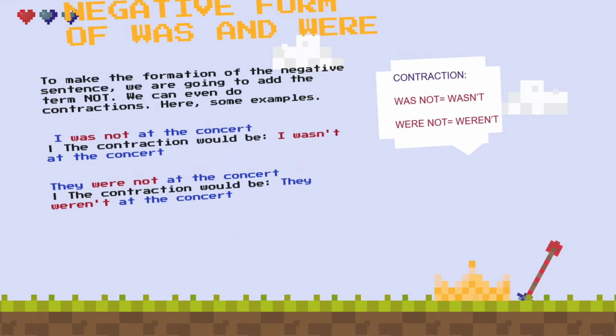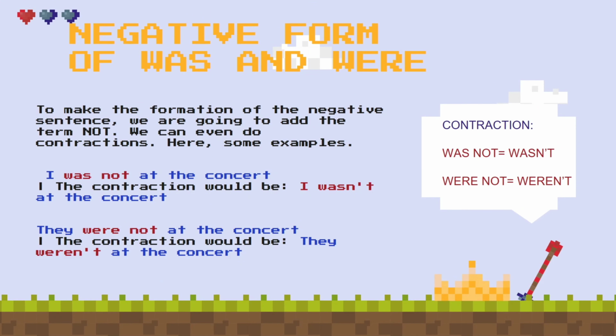Next. Negative form of was and were. To make negative sentences, we add not after was and were. We can even use contractions. Here are some examples. I was not at the concert. In the contraction it would be: I wasn't at the concert. Next, they were not at the concert. In the contraction it would be: they weren't at the concert.